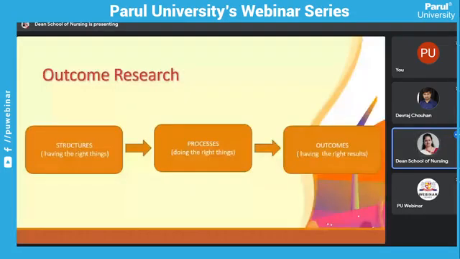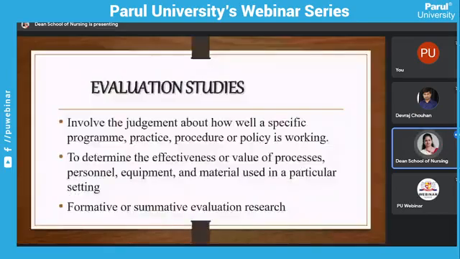Evaluation studies. In evaluation studies, it involves the judgment about how well a specific program, practice, procedure or policy is working, to determine the effectiveness or value of the process, the personnel, equipment and material used in a particular setting. Formative or summative evaluation research is also involved in this.